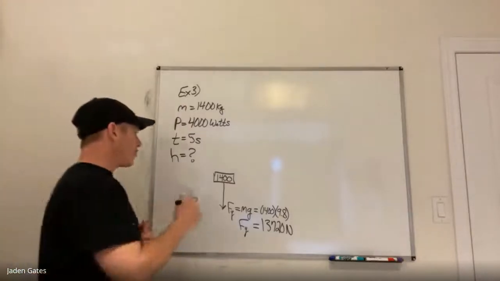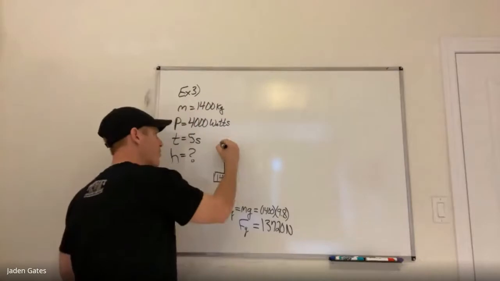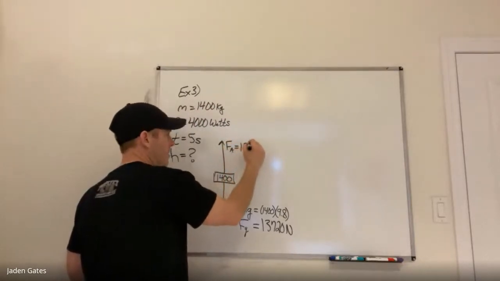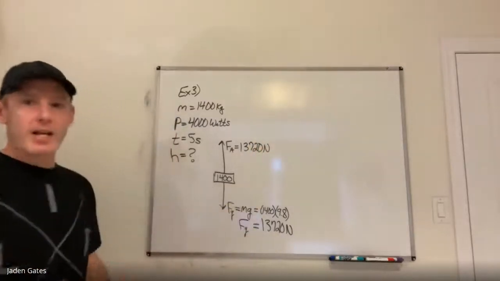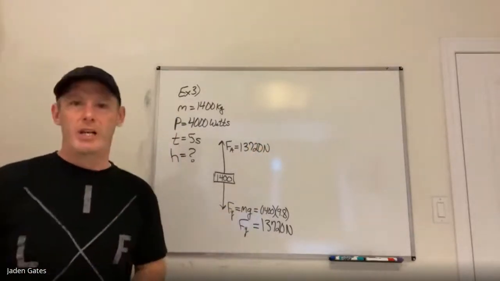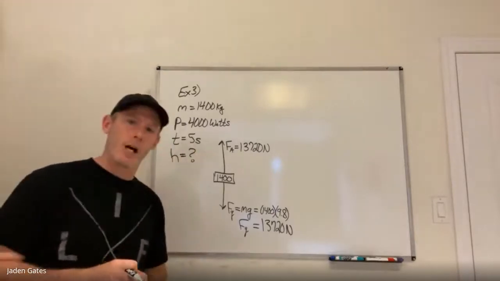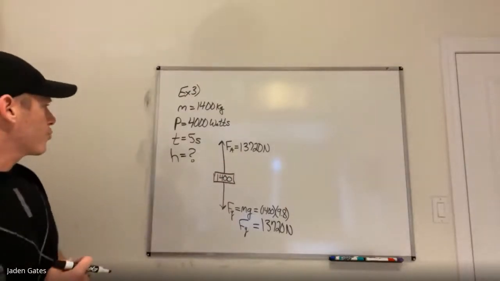All right. Now, to counteract that, to lift this thing up, we have to counteract that force. So we have to apply a force of 13,720 newtons to get this truck moving. Now, initially, you have to do a little bit more force, but we don't count that. Again, perfect world here in physics class. But we have to counteract the force of gravity to move this truck up.